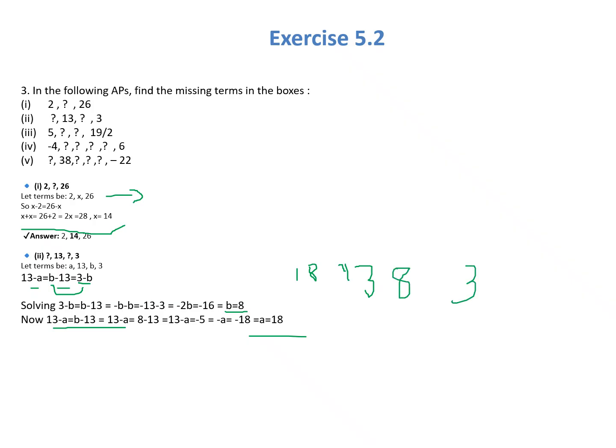So when we try to verify it, 13 minus 8 is equal to minus 5, which is the common difference. 8 minus 13 is again minus 5, so the common difference is the same, and 3 minus 8 is again minus 5. So this answer is correct. We can verify the answer by putting in the value of d and checking whether it is correct or not. So we'll move to the next question.